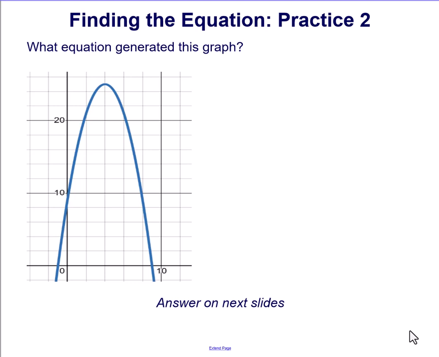Practice number 2 gives you an opportunity to practice what you just learned. So let's find out what equation generated this graph. You do this on your own. Pause the video, see if you can determine the equation, and then when you have your answer, resume watching the video to compare your answer with what you see on the screen.